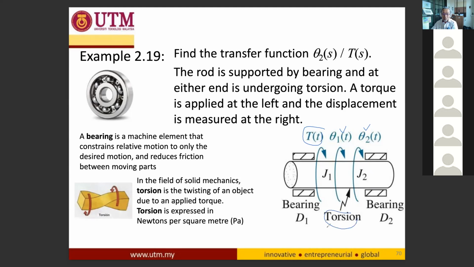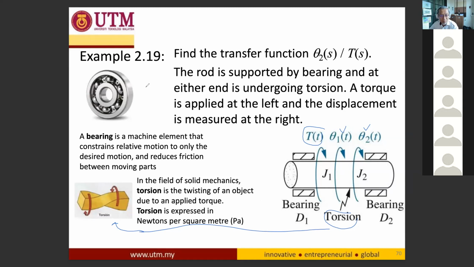Okay, torsion is like this. This is torsion. You have a force, then J1 is rotating clockwise, while J2 is rotating anti-clockwise. Okay, one against the clock, one with the clock. So the torsion is like what? Like holding a cloth, where we want to spin the wet cloth.